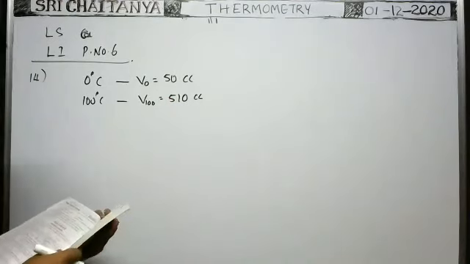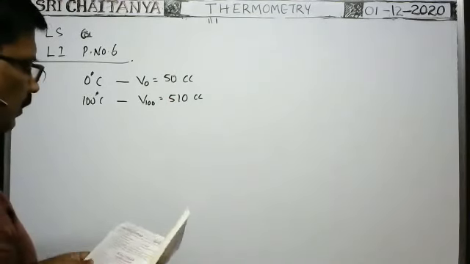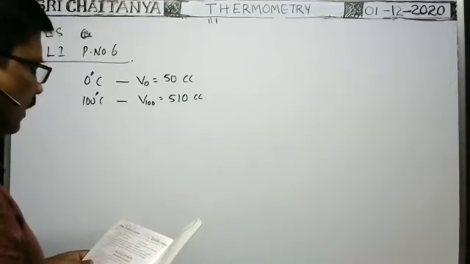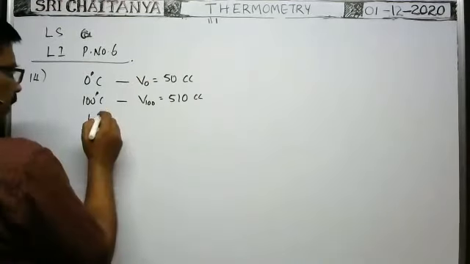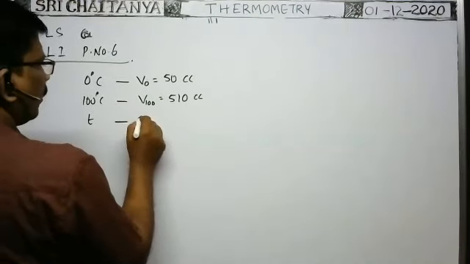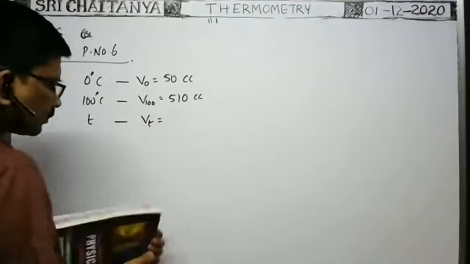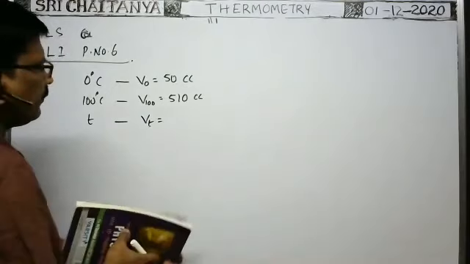The reading corresponding to room temperature is 152 cc. Then what is the room temperature? The reading of the volume of the gas thermometer at room temperature is VT, which is equal to 152 cc, given.